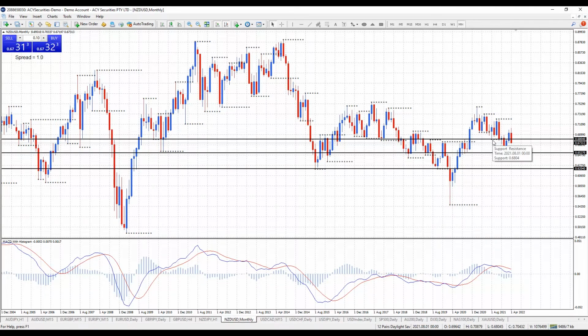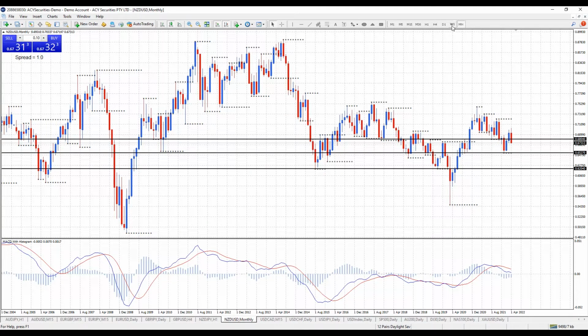And we've moved back below this monthly level of support, so 68.04 should now be resistance. Monthly support is down here at 65.27 and a further level down here at 62.04. So in terms of a move down, my targets are short term 65.27, long term 62.04. Those are the levels I'm using for my targets.